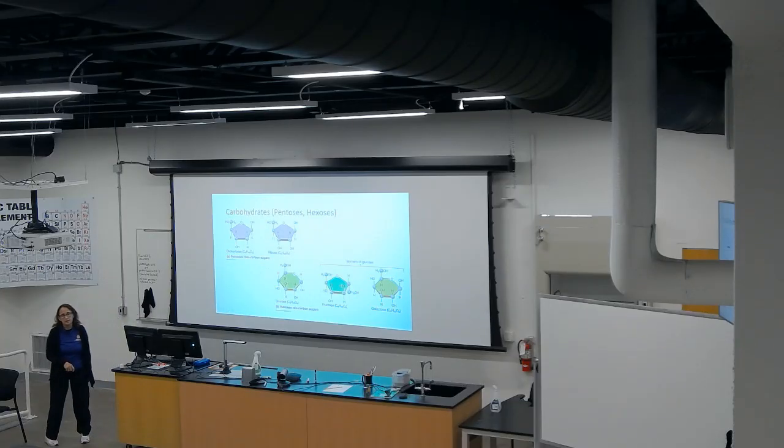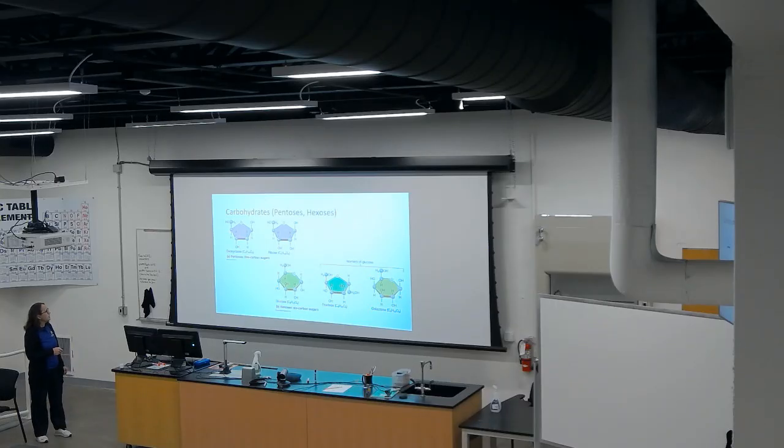So here is an example of the 2 most common types of sugars that we have in our body, carbohydrates, pentoses and hexoses. A pentose is a 5 carbon ring. In this case, this is deoxyribose, which is actually the sugar found in DNA.